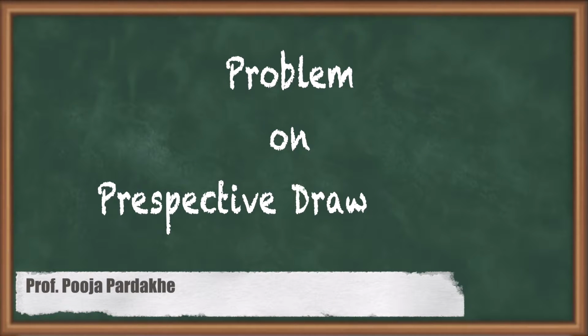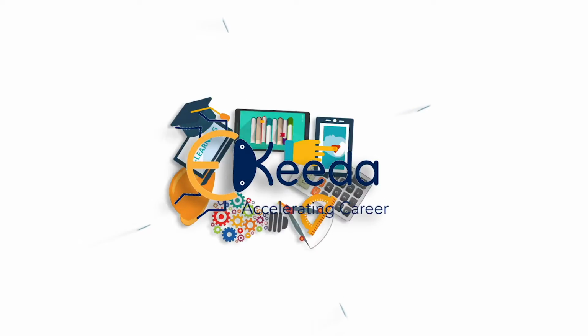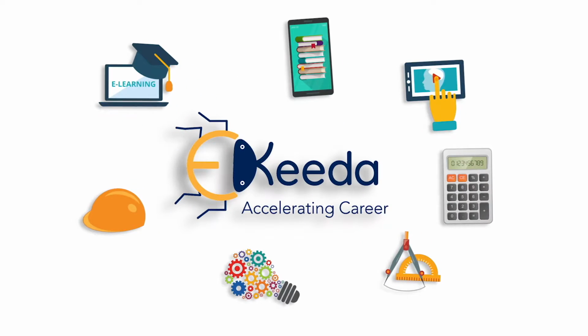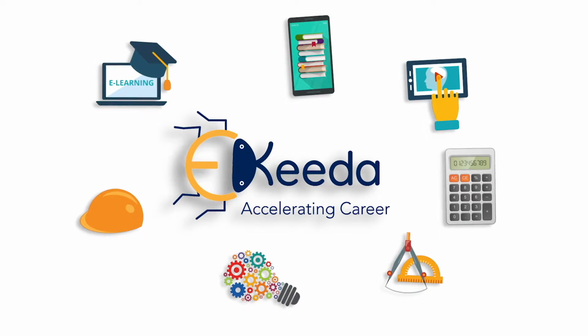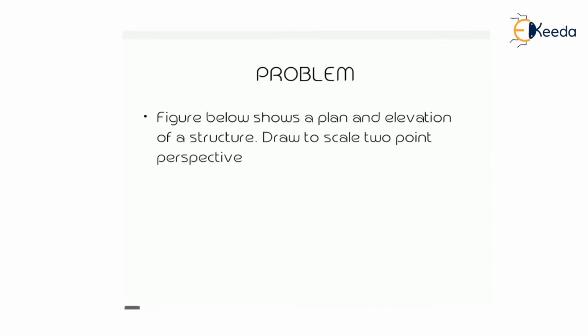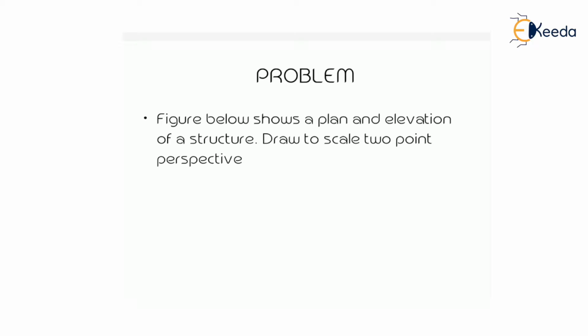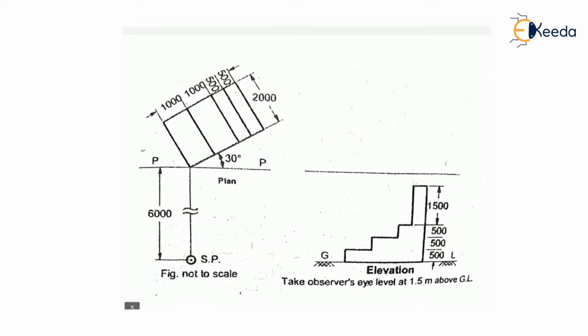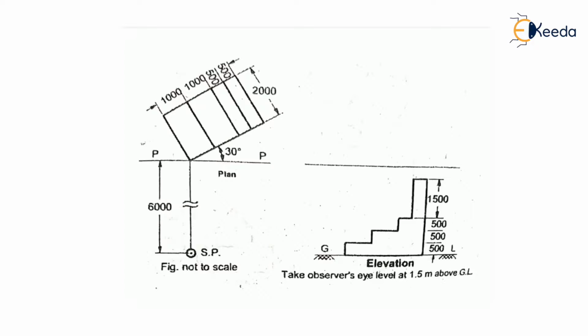Hello everyone, in this video we see another problem on perspective drawing. The figure below shows the plan and elevation of a structure. Draw the scale 2-point perspective. It means you have to draw a 2-point perspective drawing. This is the plan and elevation given.